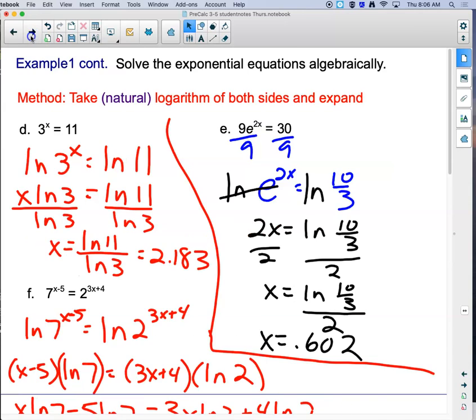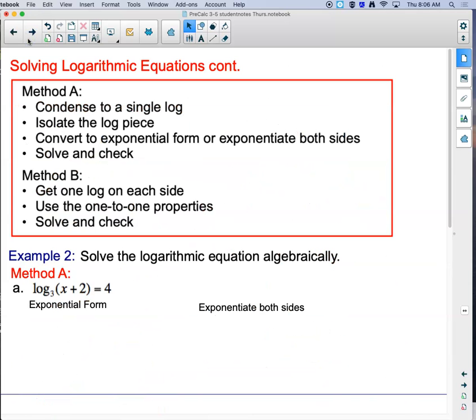So we are back here a ways where we're starting to look at the logarithmic piece of this, so the inverse of those unknown exponents that we have. And method A says condense to a single logarithm, because once we do that, we can use exponentiation, which is the snail shell method, to figure out what we need for an answer. So you isolate the logarithm piece by condensing it, and then convert it to exponential form or exponentiate both sides.